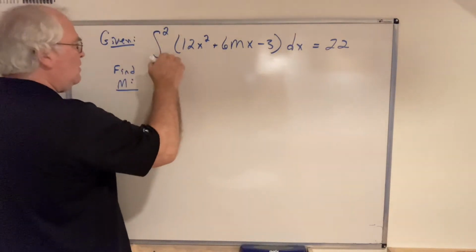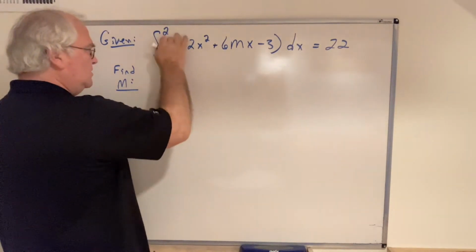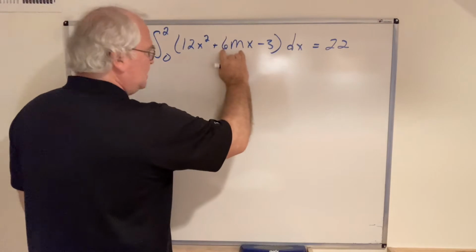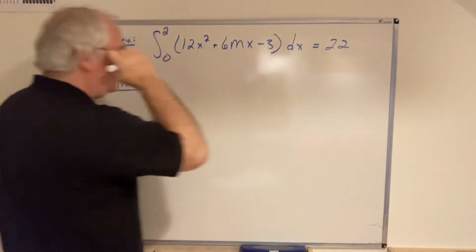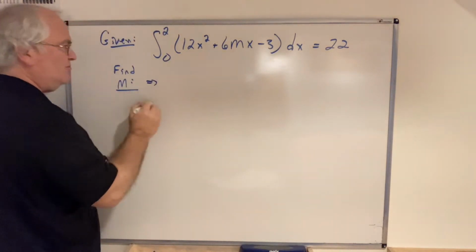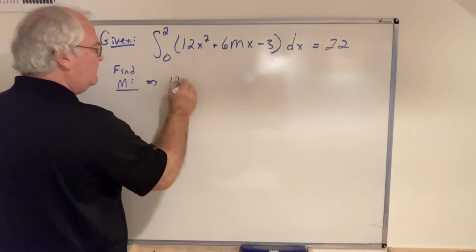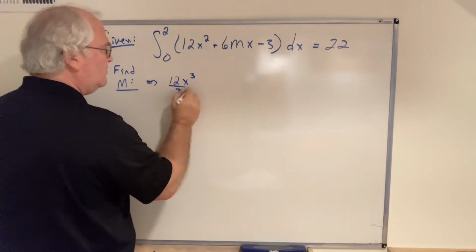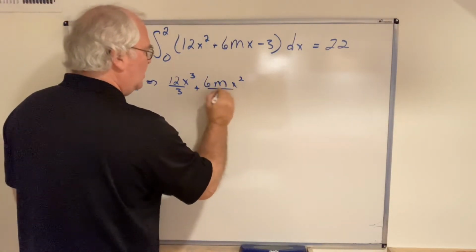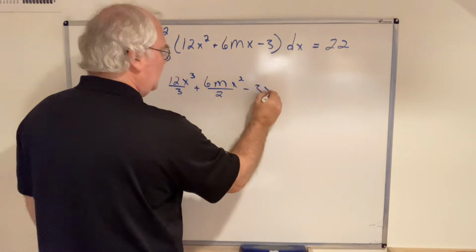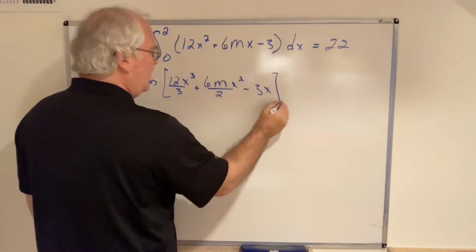So we're given that this expression, the definite integral from 0 to 2 of 12x squared plus 6mx, where 6m is the coefficient, minus 3 dx, is equal to 22. So this implies we do the calculus. The antiderivative is 12x to the third over 3 plus the coefficient 6m times x squared over 2 minus 3, reattach the variable indicator x, and that is evaluated from 0 to 2.